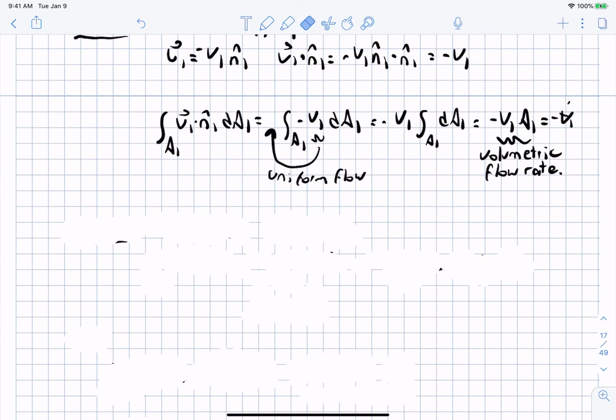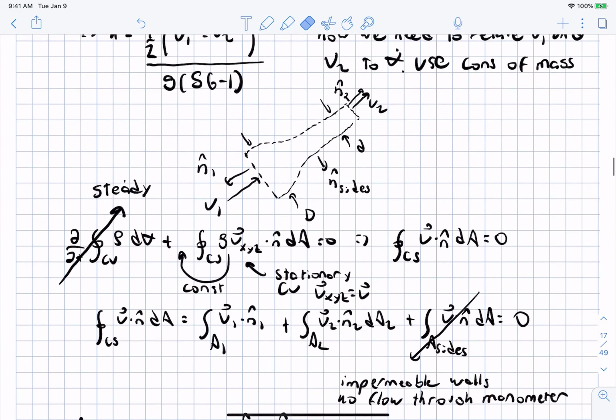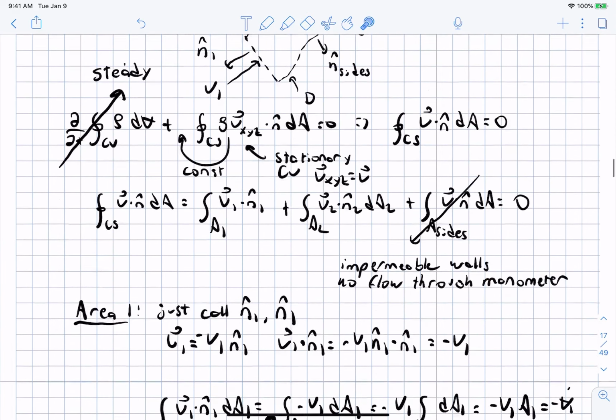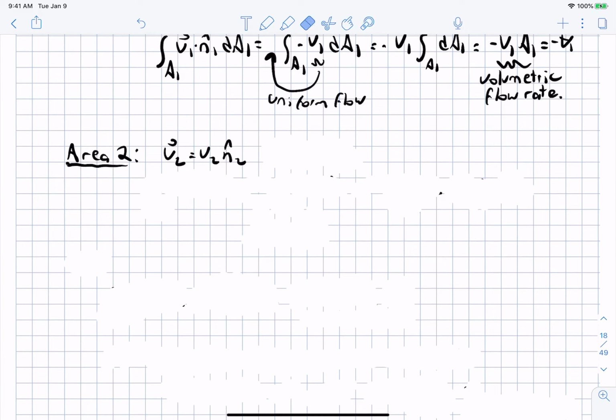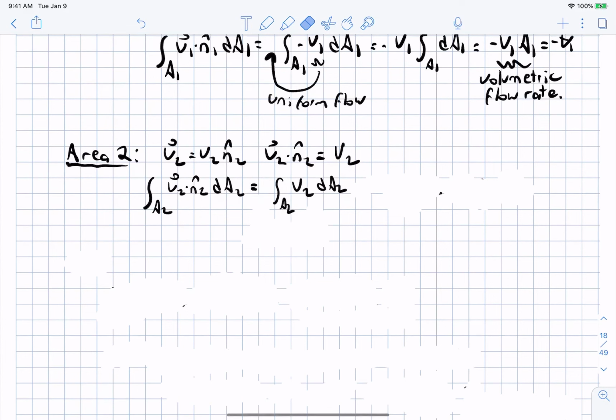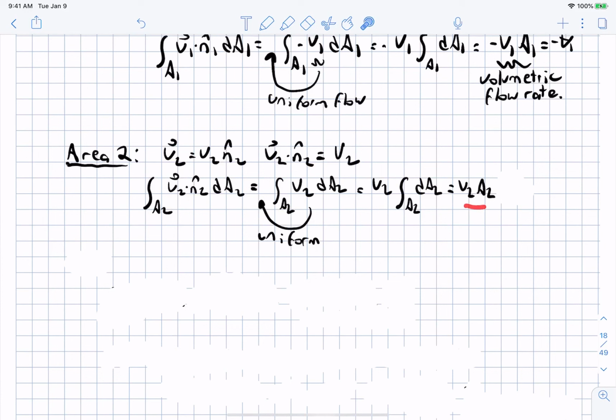Okay, and now we go through and repeat the same thing for area 2. For area 2, v2 and n hat 2 are pointing in the same direction. So v2 is just the velocity magnitude at station 2 times n hat 2, which we don't know, but we don't have to know what it is. The same thing is going to happen for area 2 as it did for area 1. Then we take their dot product and we just wind up with v2. We again shove it into the integral, assume uniform flow, and we wind up with v2 A2 equal to the volumetric flow rate leaving the control volume through station 2.